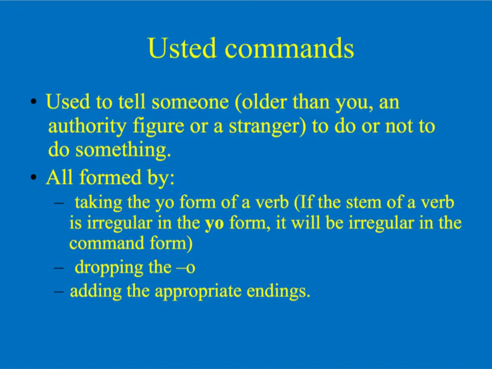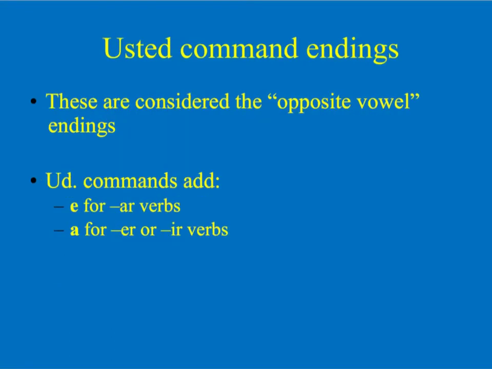You form it just like we talked about in class. You take the yo form of a verb. Make sure you get all those irregular yo forms: digo, hago, pongo, salgo, traigo, vengo, tengo, conduzco, conozco, whatever. You get that yo form, then you drop the o and you add the appropriate endings. For usted commands, you use the opposite vowel, an E for AR verbs and an A for ER and IR verbs.